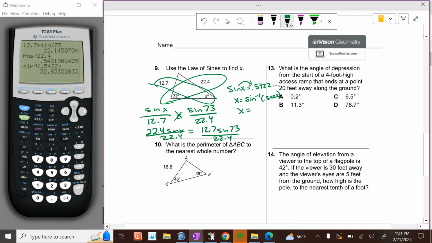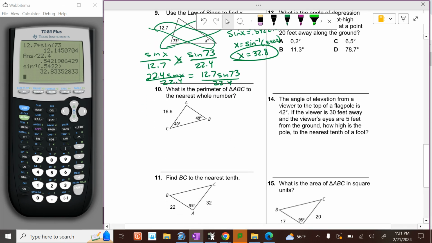So x equals 32.8. Round to the nearest tenth on these on the test, please. Okay, another perimeter problem. Look, we have opposites there, so I can find opposites here.